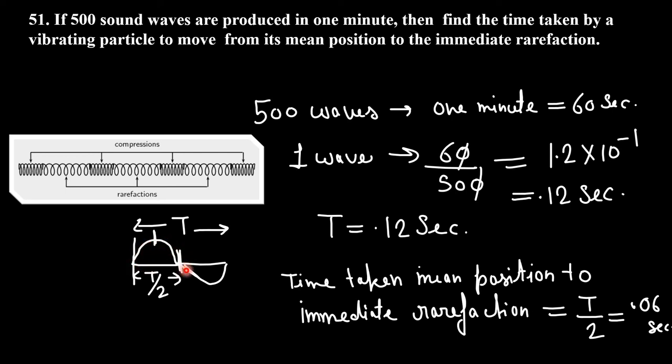मतलब यहाँ से यहाँ तक जाने में उसे कितना टाइम लगा? That will be half of the time period. Clear my point? Now divide the time period by 2, you will get your answer. Okay, now we will do the next question.